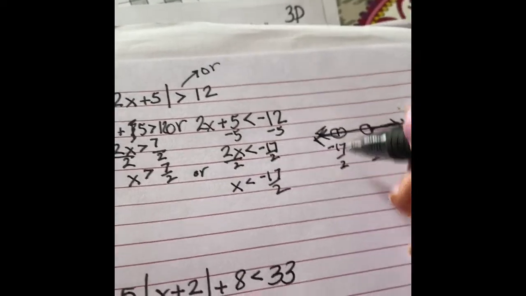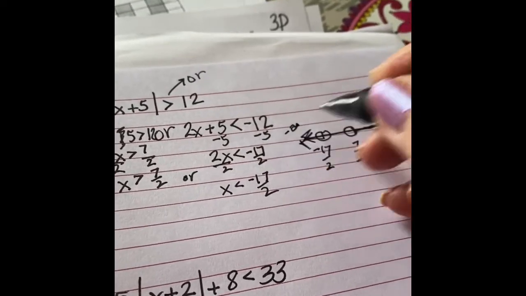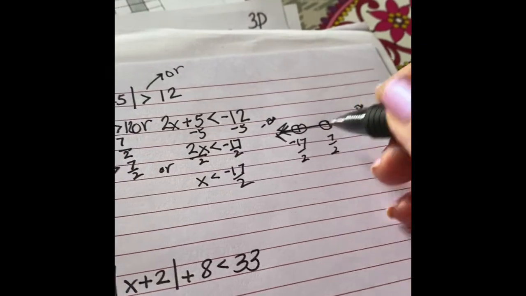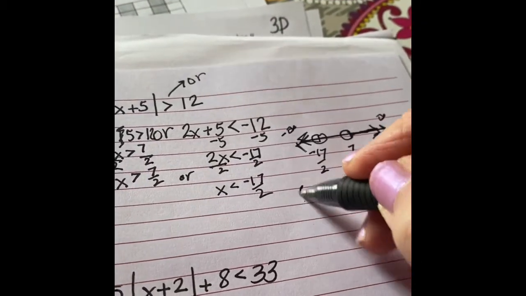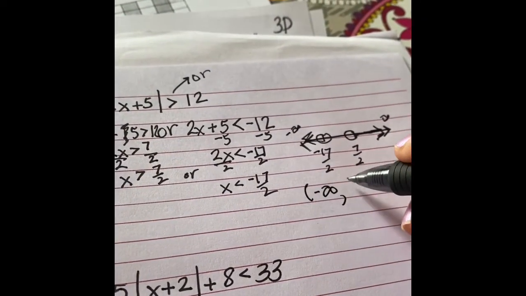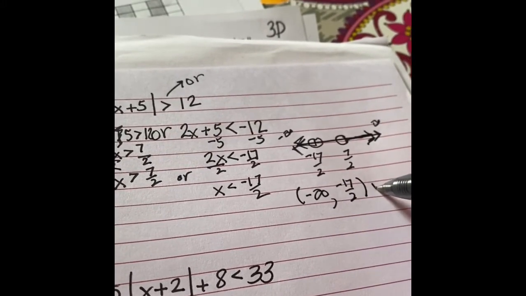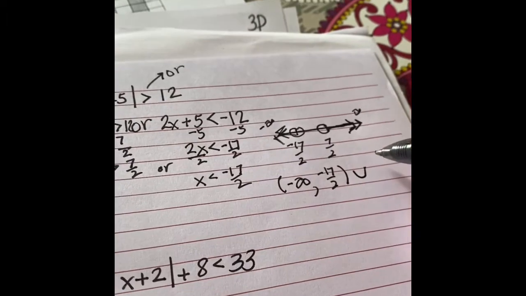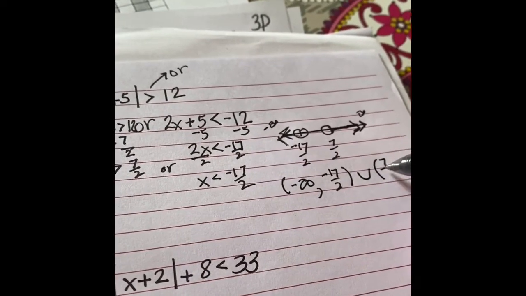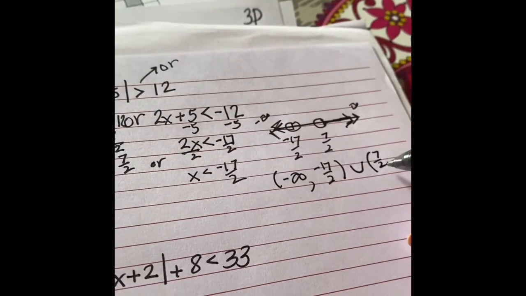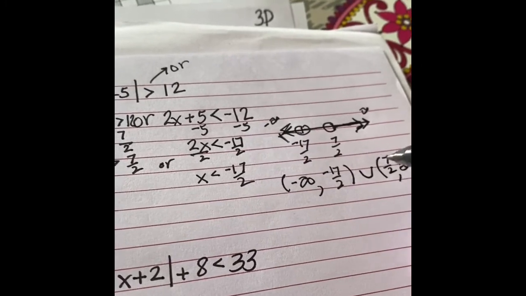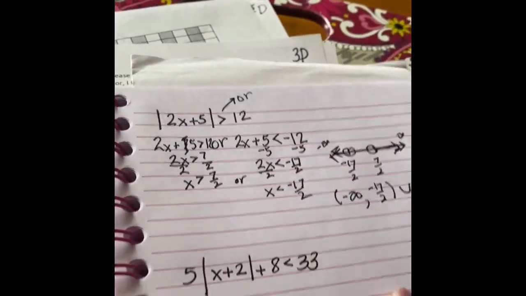Now my interval notation, and I'm sorry I don't have 2 different colors. It would be from negative infinity to negative 17 over 2 with the parenthesis, union 7 over 2 with the parenthesis, because both of those are open circles, to positive infinity. That's the answer to my first example.